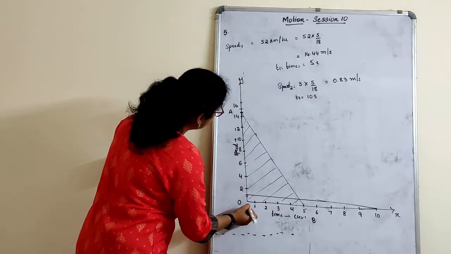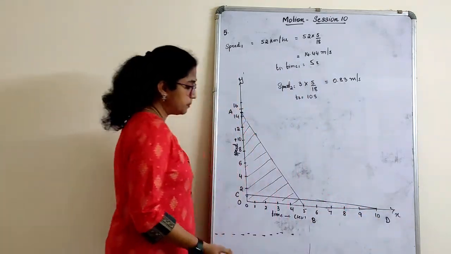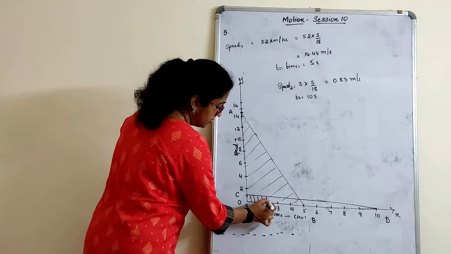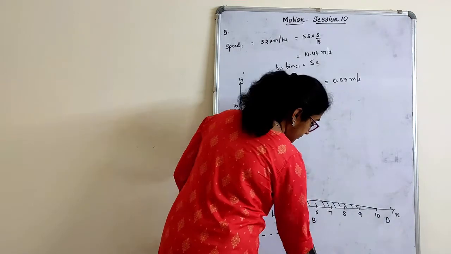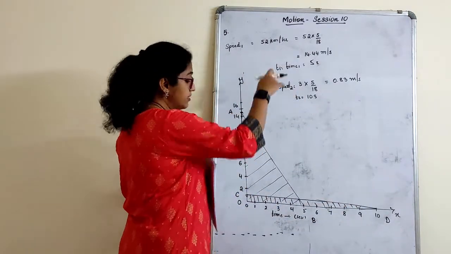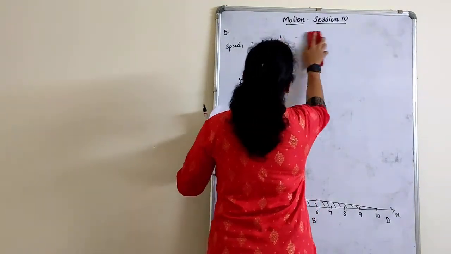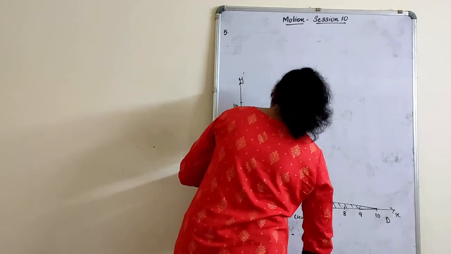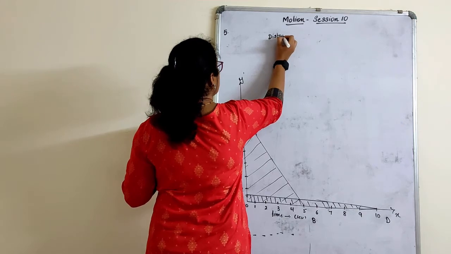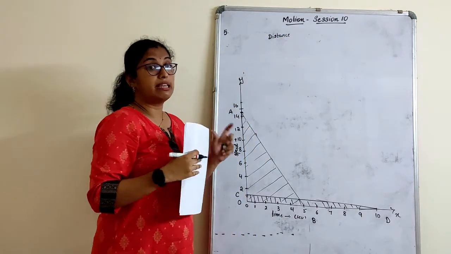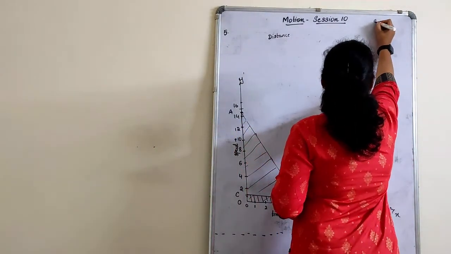OAB is over; B is over there. Then O, C, D. I will color this part. This is one triangle, and OCD is another triangle. Is this very clear? Shall I erase this part? Now the calculation begins. For distance travelled, we can't use a formula to calculate here; we have to use the graphical portion only.